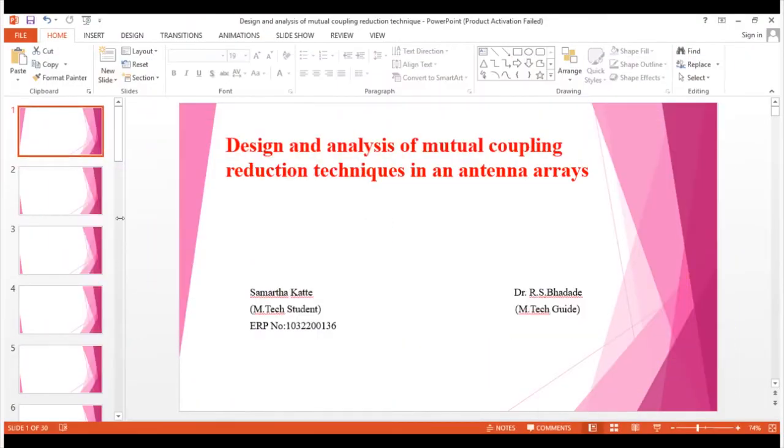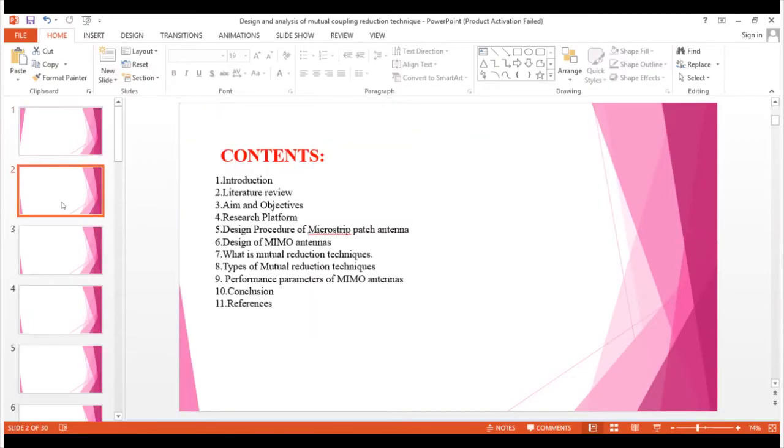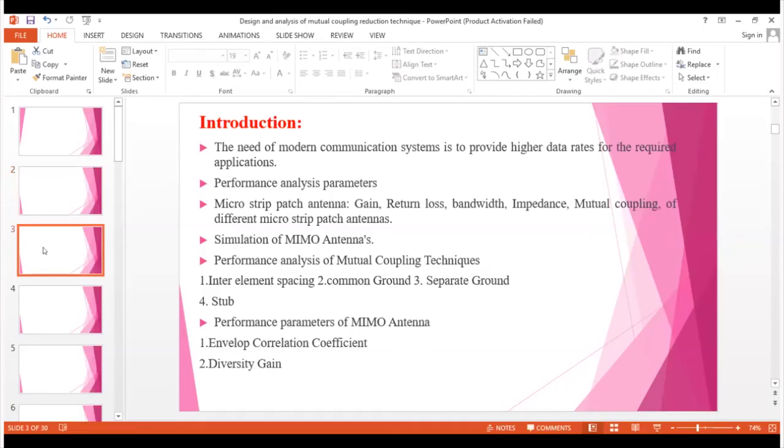Myself Samartha Katte. I am from MIT WPU Pune. My guide is Dr. R.S. Badade sir. These are the contents: introduction, literature review, aim and objective, design procedure of microstrip patch antenna, design of MIMO antenna where mutual coupling reduction technique is used, types of reduction techniques, and performance parameters. First of all, introduction.